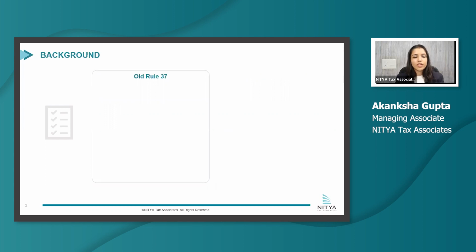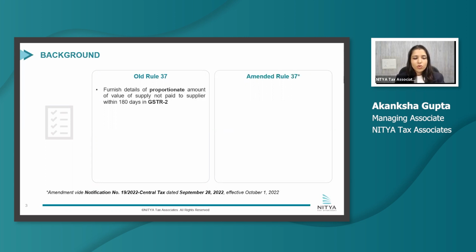Let us first understand what the old Rule 37 was all about and what the recent amendments in Rule 37 are. In the old Rule 37, the recipient was required to furnish details of the proportionate amount of value of supply not paid to the supplier within 180 days in GSTR 2. Whereas post-amendment, the recipient is required to furnish details of ITC availed but tax not paid to the supplier within 180 days in GSTR 3B.